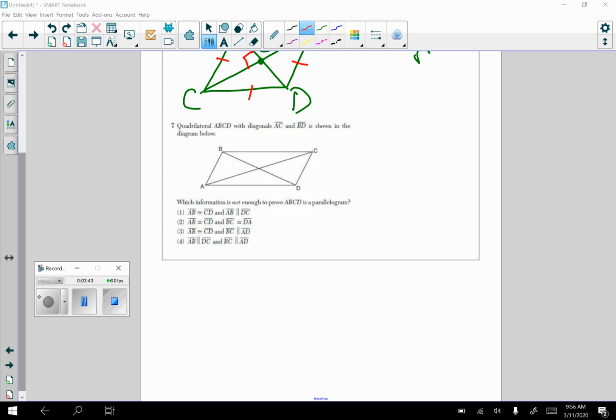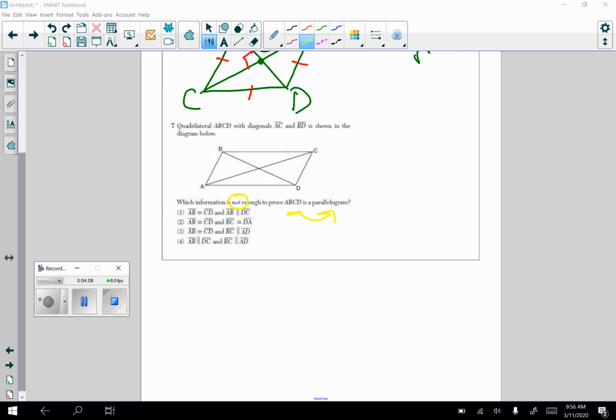Quadrilateral ABCD with diagonals AC and BD shown in the diagram below. So this was nice. They gave you the picture. Which information is not enough information to prove ABCD is a parallelogram? We have to think about the properties of the parallelogram to answer this question.